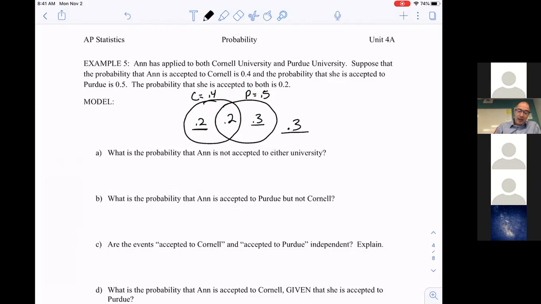So A, what is the likelihood that she is not accepted to either university? That's the 0.3 we found in the Venn diagram. What's the probability that Anne is accepted to Purdue but not Cornell? Here's my Purdue circle. Here's Cornell, but here's not Cornell. So that answer is also a 0.3, but it's this 0.3 instead.